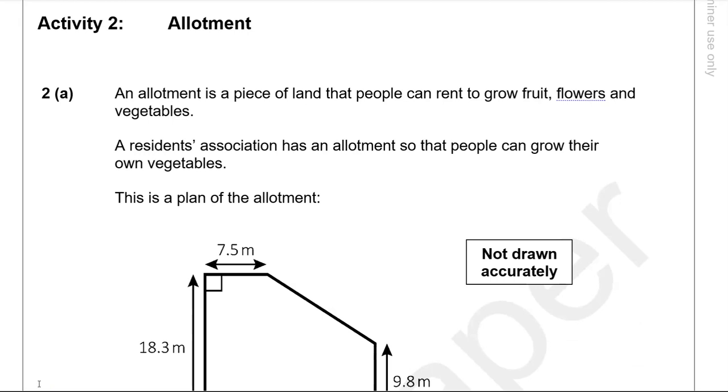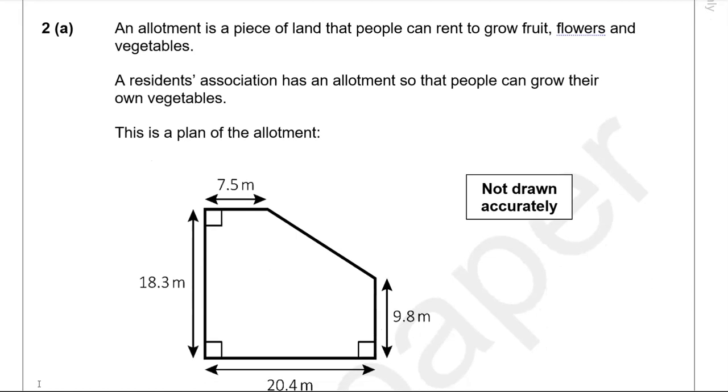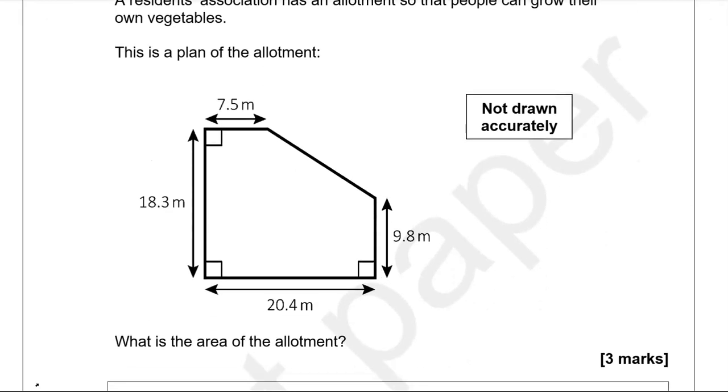A residents' association has an allotment so that people can grow their own vegetables. This is the plan of the allotment. What is the area of the allotment? So it's a compound shape, which we can split into a rectangle and trapezium, or into 3 shapes, 2 rectangles and a triangle, which is what I'm going to be doing.